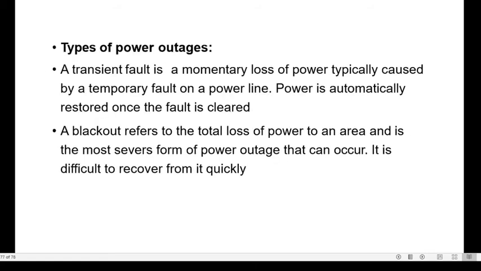So what are the different types of power outages? A transient fault is a momentary loss of power typically caused by a temporary fault on a power line. The power is automatically restored once the fault is cleared. A blackout refers to the total loss of power, for example the recent blackout in 2012 in the Mumbai region, the Mumbai Metropolitan Region. A blackout refers to the total loss of power to an area and is the most severe form of power outage that can occur. It is difficult to recover quickly and results in revenue loss.